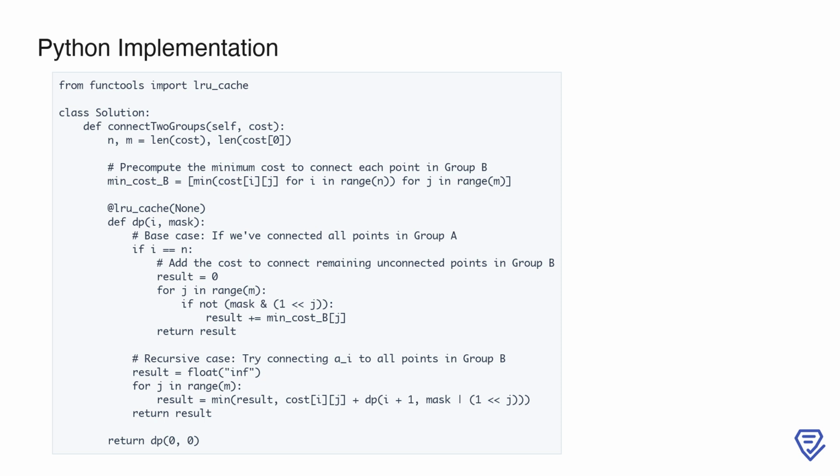This approach is efficient, with time complexity approximately n times m times 2 to the power of m, where n and m are the sizes of groups A and B, respectively. The use of memoization ensures that each state is computed only once, significantly improving performance for larger inputs.